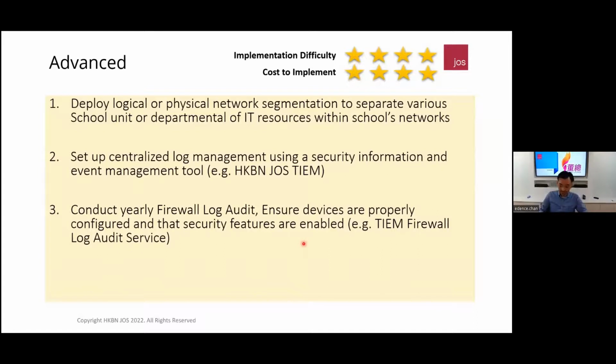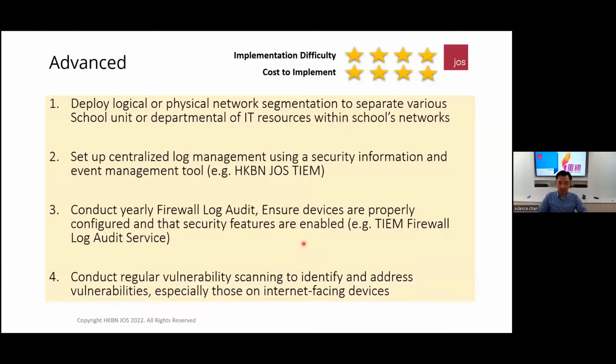And the last one, we should conduct regular vulnerability scanning on those services that go into the internet. We actually know that there are many services from the school that have to go to the internet, like the e-class or login or the attendance system. So this actually imposes risk to the school. They are easily hacked if you are not aware of the latest vulnerability.